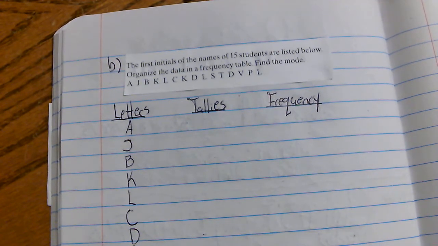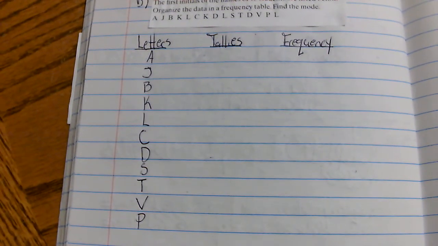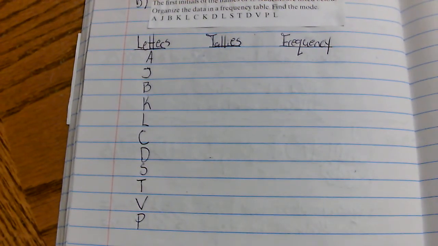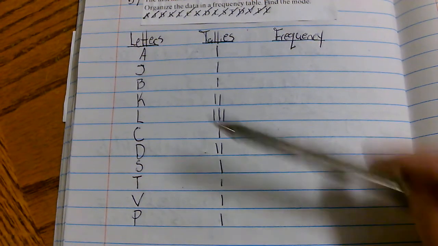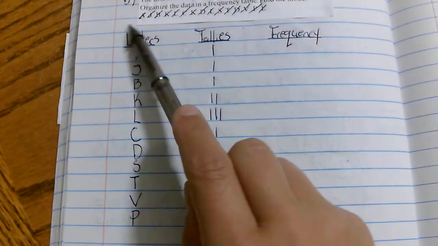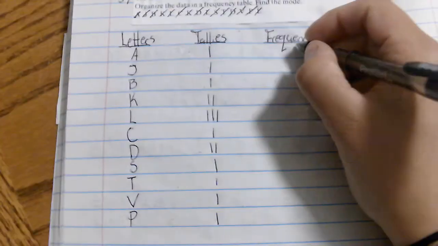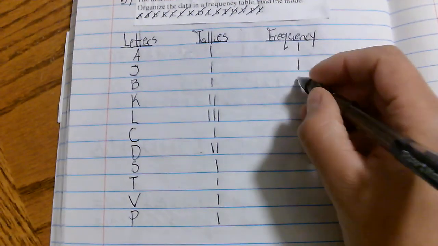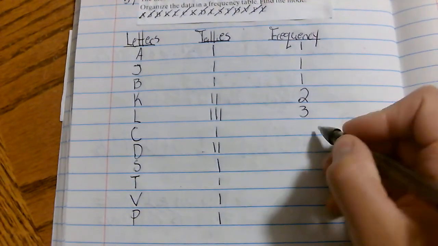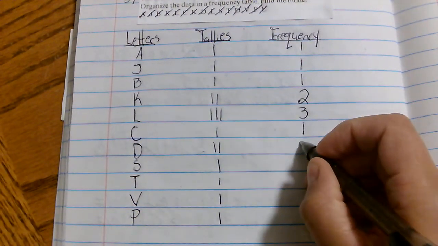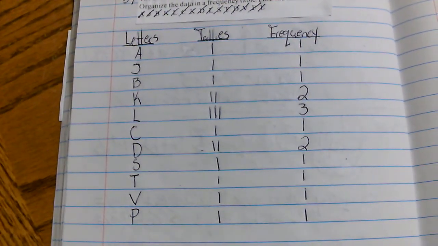Alright, so I'm going to go through and do my tally marks for each letter. I'm going to pause and you'll see my tally marks in just a second. Alright, so here are my tallies, and as I went through and made my tally marks, I crossed them off as I went along. So let's write in our frequency. A only occurs once, J is once, B is once, K is 2 times, L is 3 times, C is once, D is twice, and then 1 for all the other guys.